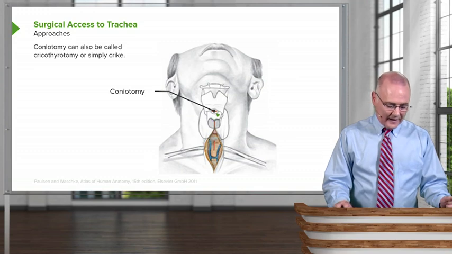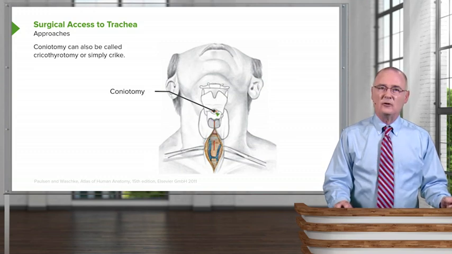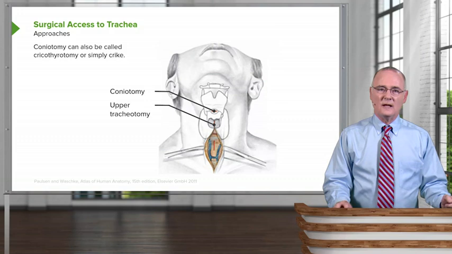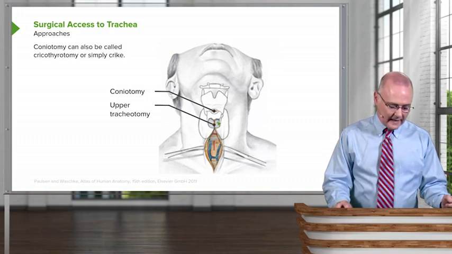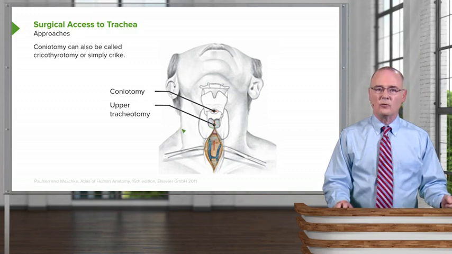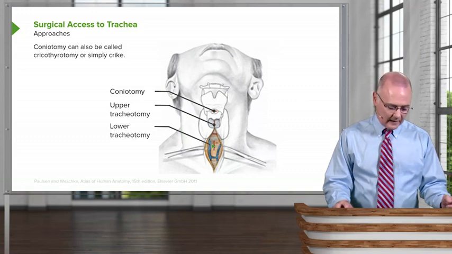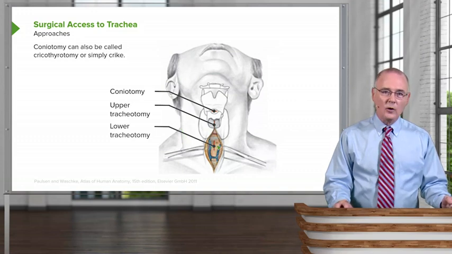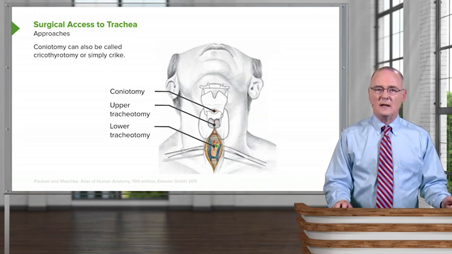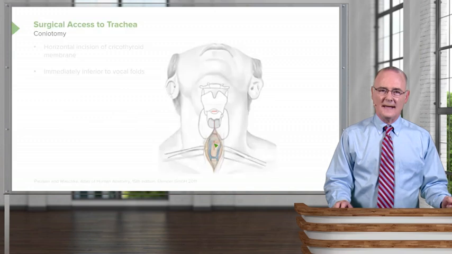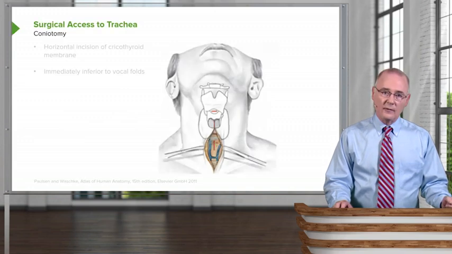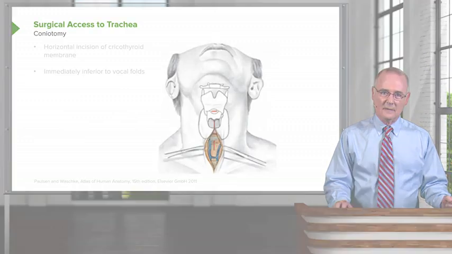One is a coniotomy. A coniotomy goes by two alternate names, a cricothyrotomy. This can also be referred to simply as a crike. Another approach is to perform an upper tracheotomy, which would be in this region here. And then the third approach would be to do a lower tracheotomy, shown in this region here. We will now explore each one of these with the approach taken. Here, we'll begin with the coniotomy, or simply the crike.